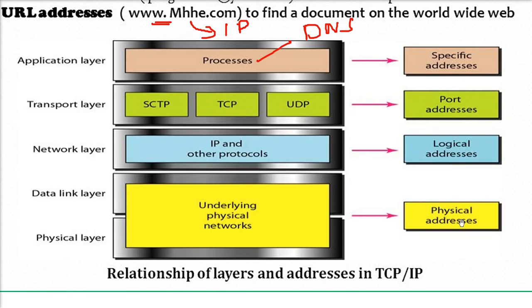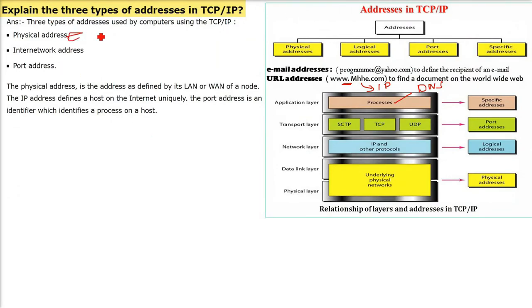We are talking about the MAC address, that is data link and physical layer will give you the MAC address. That is the medium access, the number which is very specific to a card, an IC card. So we have a physical address, the internetwork address, and the port address.